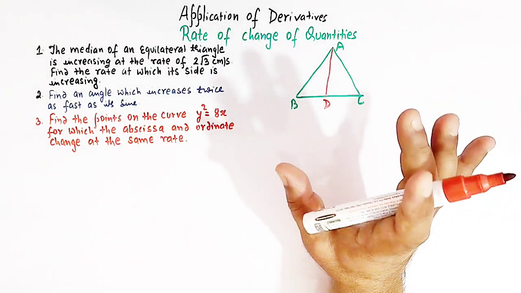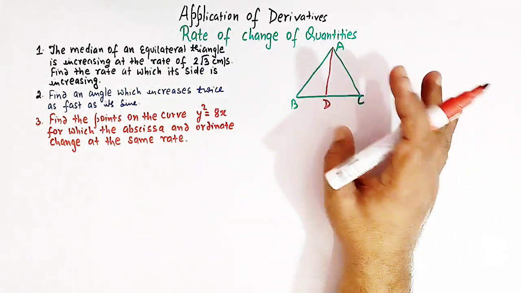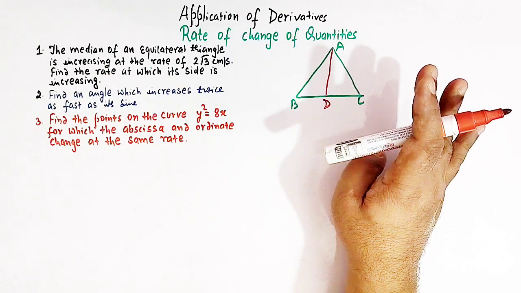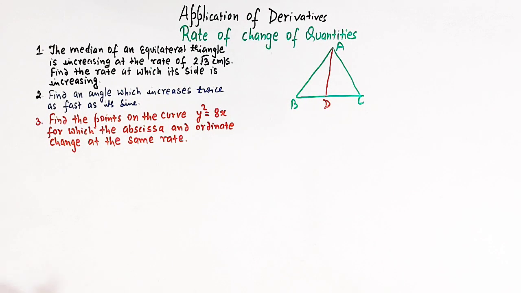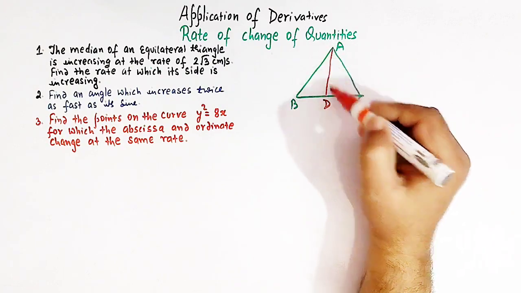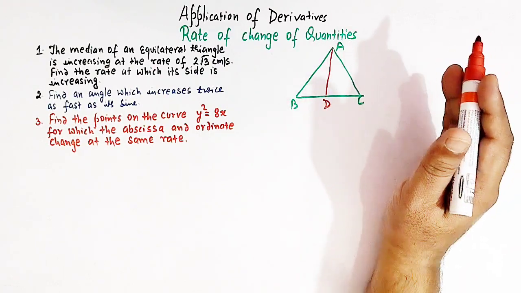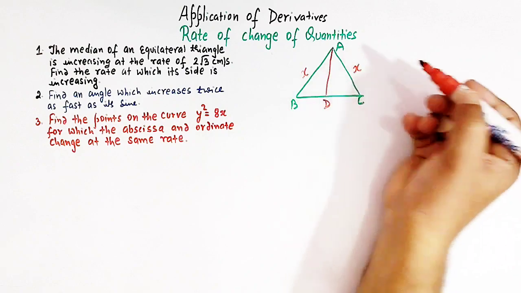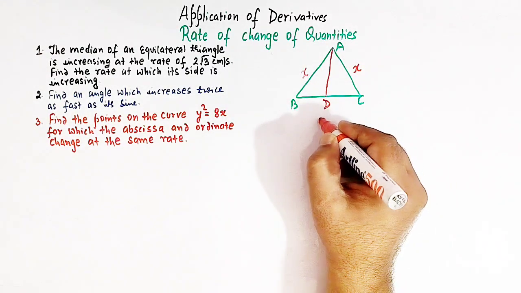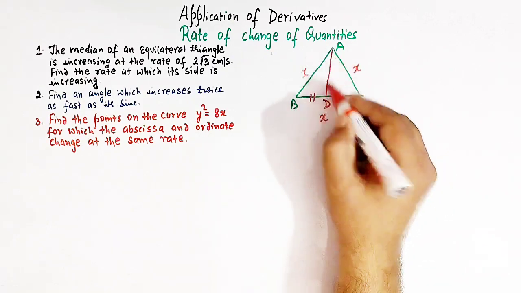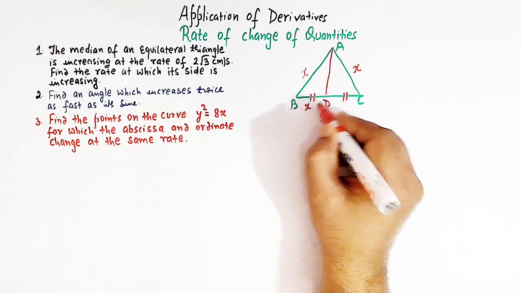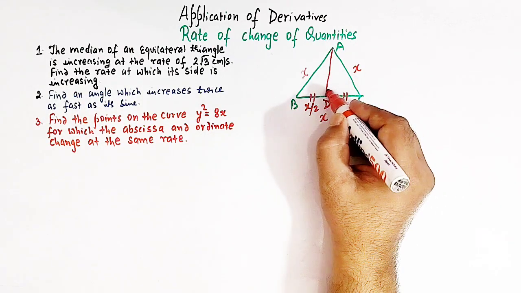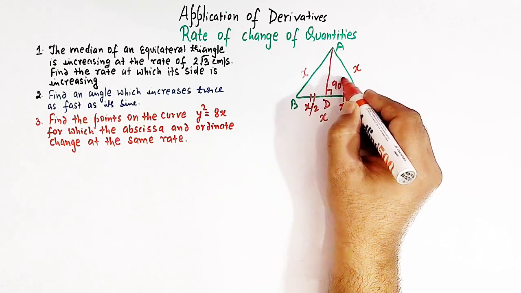Now see, we know that in an equilateral triangle all the three sides are equal, and moreover the altitude and the median of the triangle coincide, right? Or in other words, we can say that the altitude and the median of an equilateral triangle are same, right? So here let us take the side of the equilateral triangle as x. So this is x, and since AD is the median, BD is x over 2, DC is also x over 2, right? And here we have the angle that is 90 degrees.